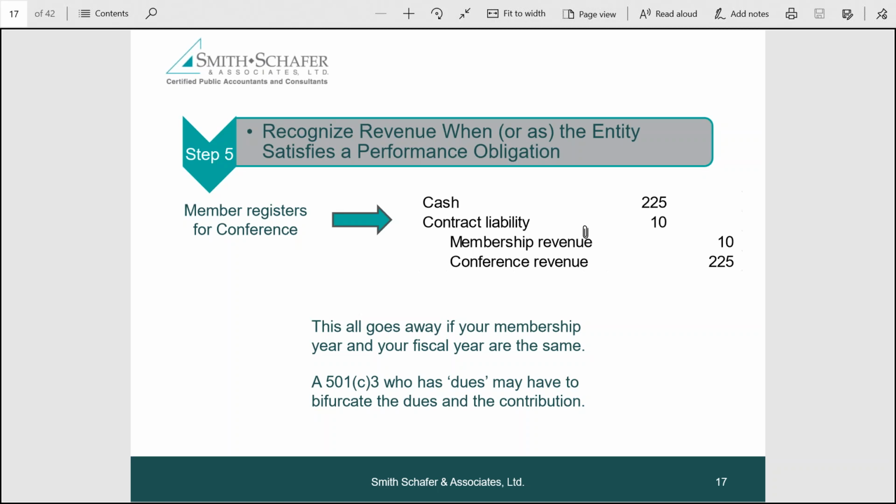That's definitely a standard word. That's not something I use in my regular vocabulary. You have to bifurcate how much of that is a contribution and how much of that is some sort of benefit to the member, some sort of tangible benefit. So again, these 5 steps are not just for for-profits, not just for 501c6s. Anyone might fall into this standard and might get caught based on their transactions.